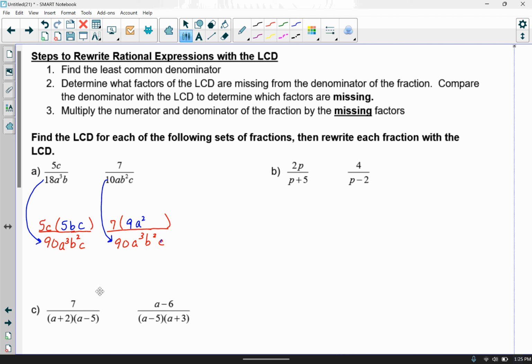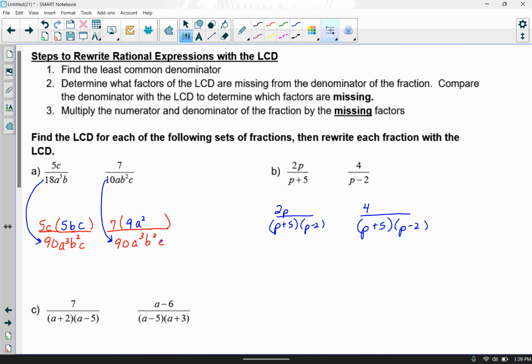All right, let's move over to B. Let's get our common denominator. These are already factored here, so my common denominator is going to have the first denominator. Come over to the second one, that's new and different, so I'm going to need p minus 2. So my common denominator is p plus 5 times p minus 2. I'm going to bring down what's existing up there, the 2p and the 4.